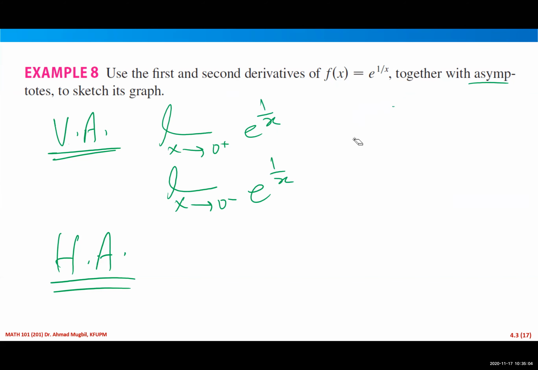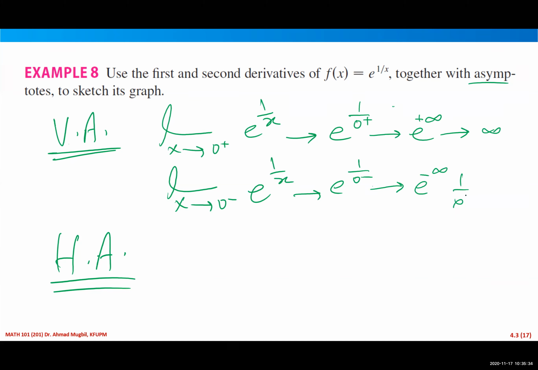No, when x goes to 0 plus, here it will be e to the power 1 over 0 plus, which goes to e to the power infinity, so this will go to infinity. And here, 1 over 0 minus, so e to the power negative infinity, which is 1 over e to the power infinity, which is 1 over infinity. So it will go to where? 0.